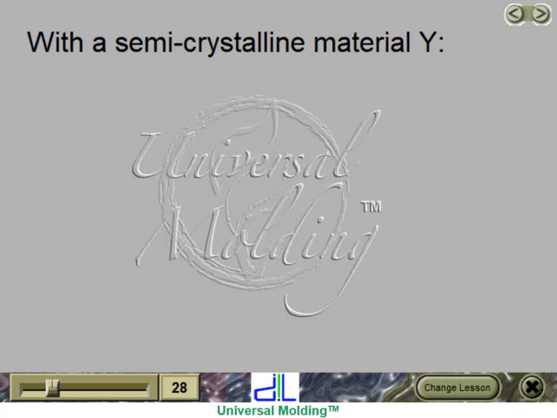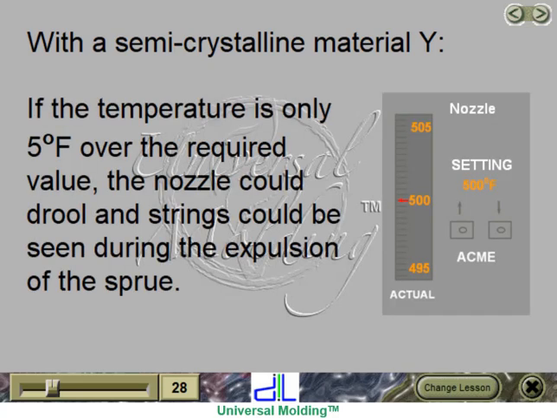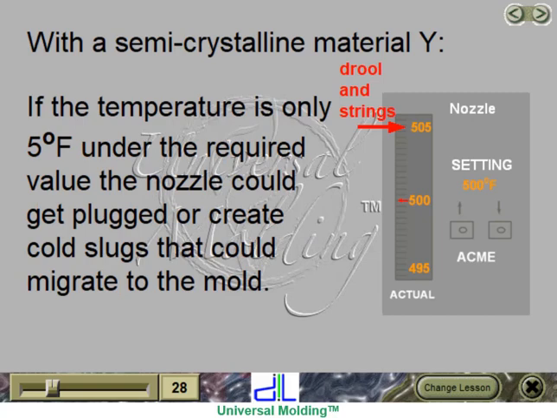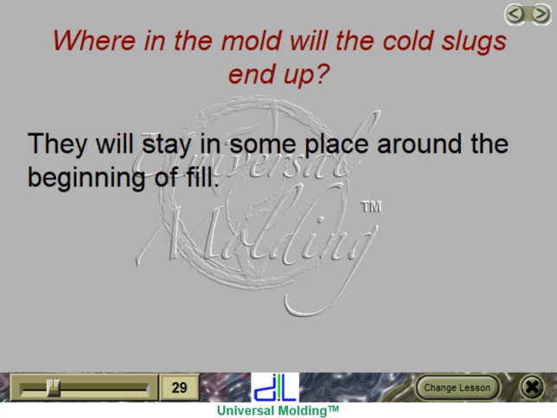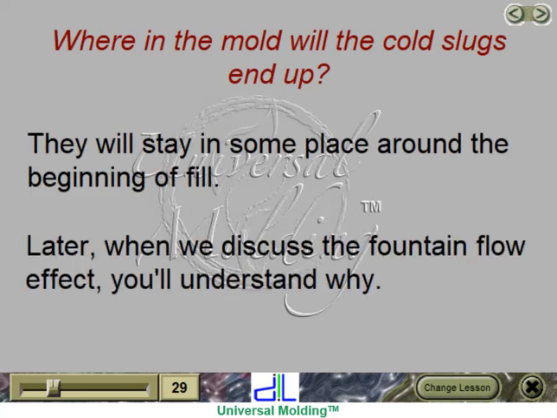With a semicrystalline material, if the temperature is only 5 degrees Fahrenheit over the required value, the nozzle could drool and strings could be seen during the expulsion of the sprue. If the temperature is only 5 degrees Fahrenheit under the required value, the nozzle could get plugged or create cold slugs that could migrate to the mold. Where in the mold will the cold slugs end up? They will stay in some place around the beginning of fill. Later, when we discuss the fountain flow effect, you'll understand why.